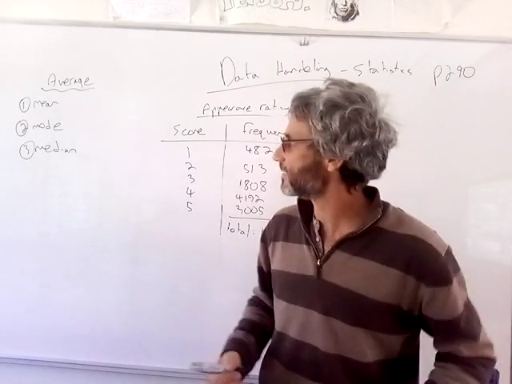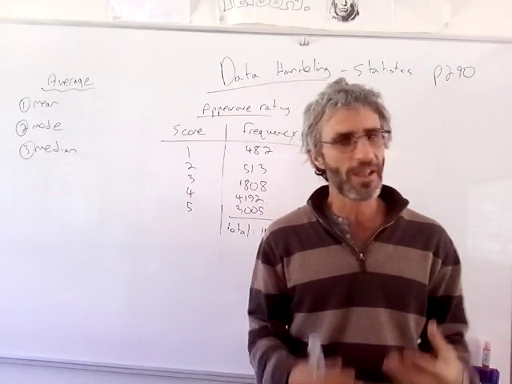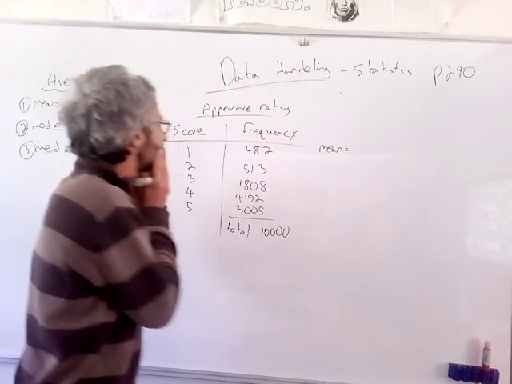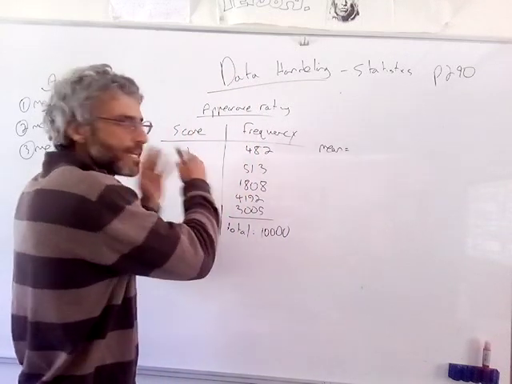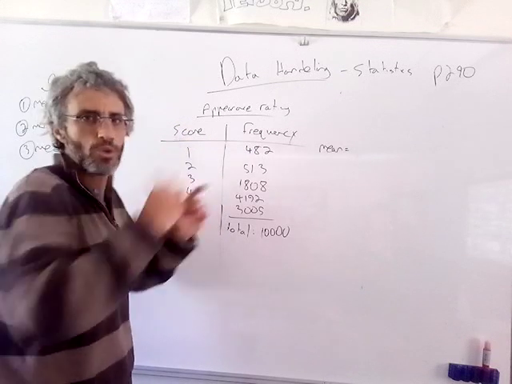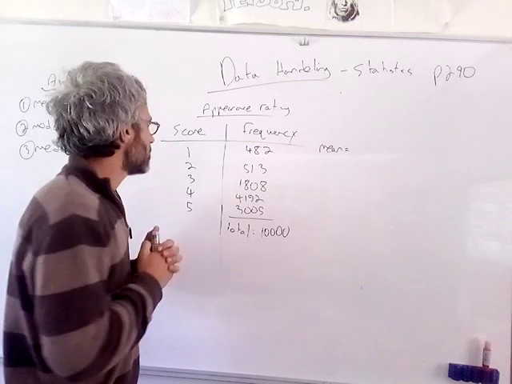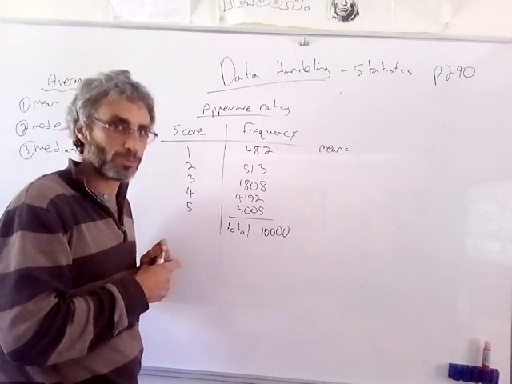Now, the question is, again, calculate the mean, mode, and median. Okay, and you'll see that now it is a little bit more difficult. So how would I find the mean? The mean tells me that I'm going to add up all the different scores, and then divide by the total number. So what should I do? 1 plus 2 plus 3 plus 4 plus 5?